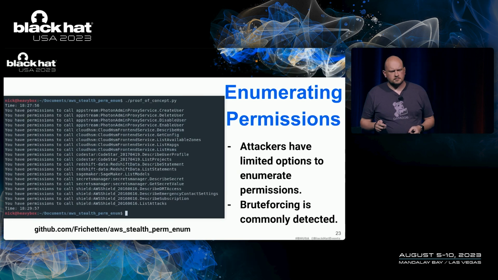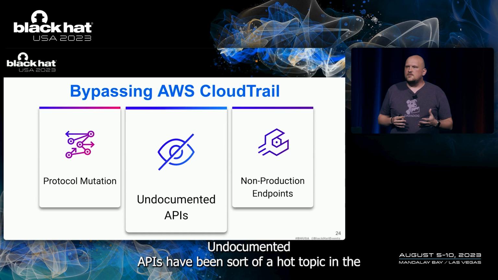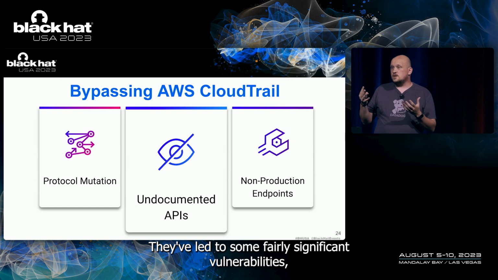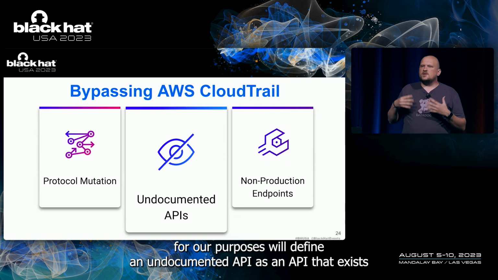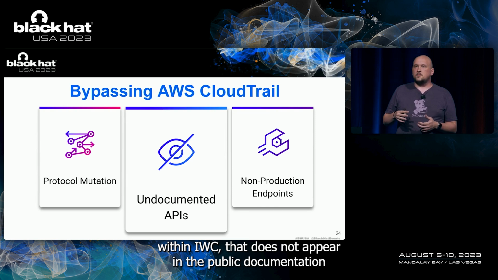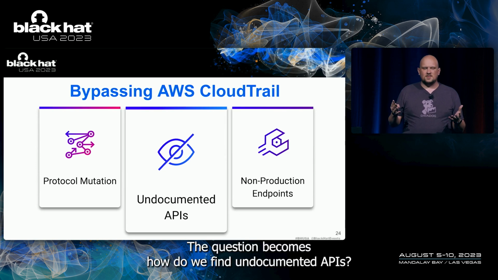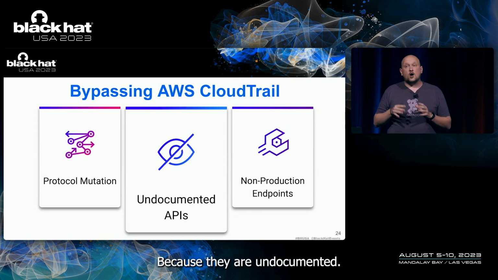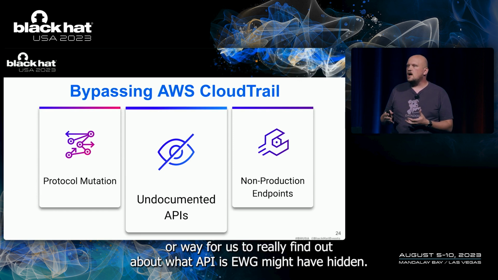Next, let's talk a little bit about undocumented APIs. Undocumented APIs have been sort of a hot topic in the AWS security research community lately, as they've led to some fairly significant vulnerabilities and the potential for CloudTrail bypass. For our purposes, we'll define an undocumented API as an API that exists within AWS that does not appear in the public documentation or in the SDKs. Now, by that same notion, the question becomes, how do we find undocumented APIs? Because they are undocumented, there's no single source or way for us to really find out about what APIs AWS might have hidden.